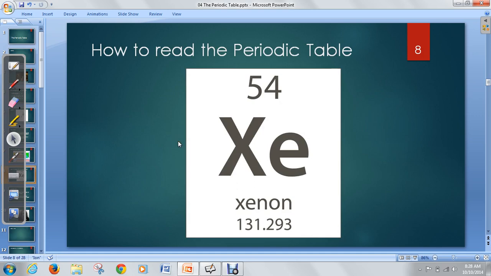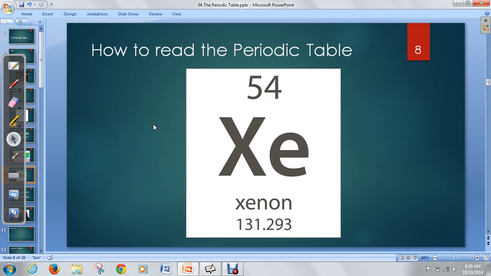If we look at an individual square, the two letters or one letter in the center is called the chemical symbol. This is how we represent the atom whenever we're doing chemistry or any type of chemical reaction. This is the actual name. If we need to use it in our communication, I can say this is a xenon element or xenon atom. But the biggest part, the most important part, is this number right here. This is called the atomic number.